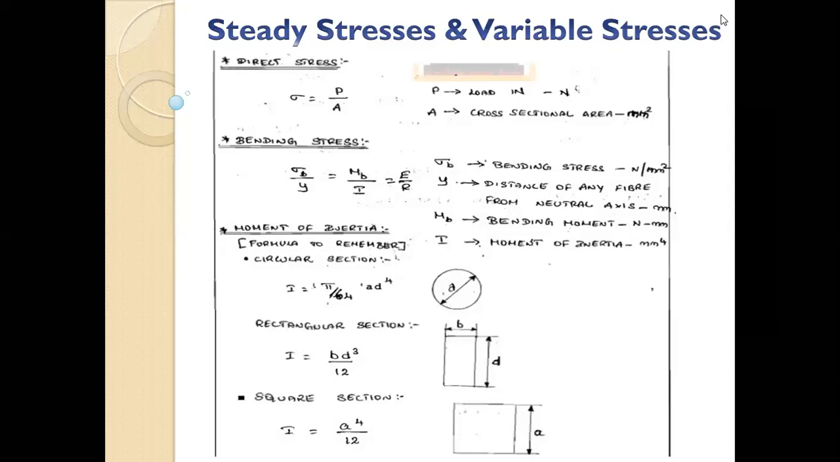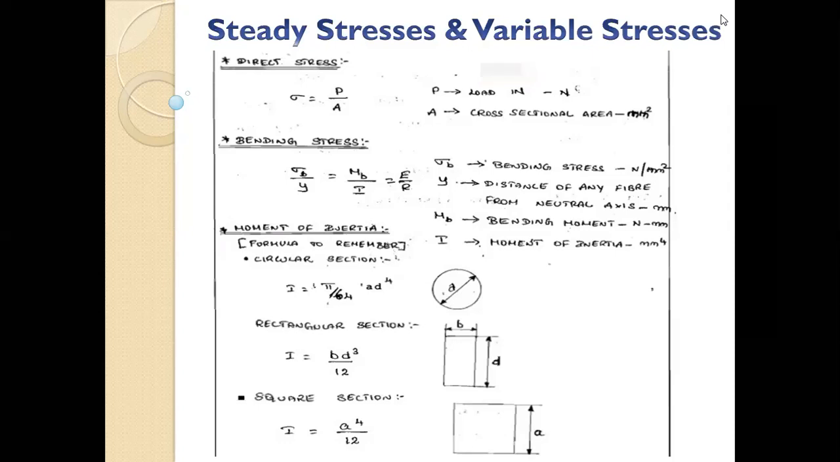Okay, are you guys getting any answer? 980 divided by 400 into 4 divided by pi. What are you guys getting? 1.77 mm. 1.77. 1.77 is correct. So D is 1.77.